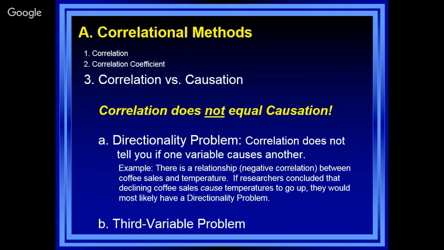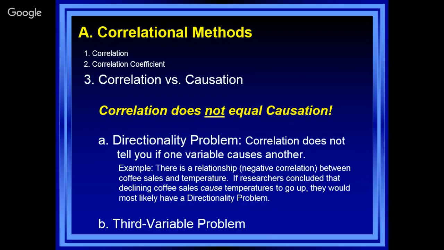Two problems that could come up are on your outline, and you need to know these two problems. One is called a directionality problem, and one is called a third variable problem. So the directionality problem is defined as: a correlation does not tell you if one variable causes another. Because you don't know which one to start with.